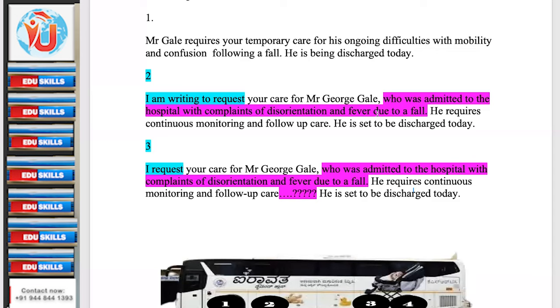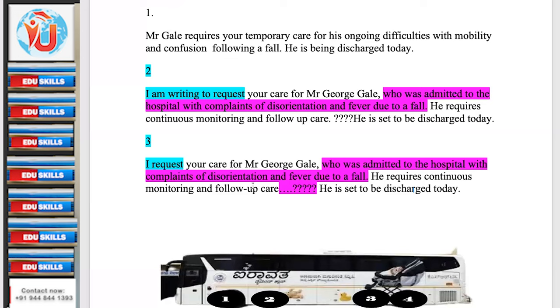"He requires continuous monitoring and follow-up care of what?" Follow-up care of what? That's not clear. "He is set to be discharged today." That's fine. Third one: "I request your care for Mr. George Gale, who was admitted to the hospital with complaints of disorientation and fever due to fall."